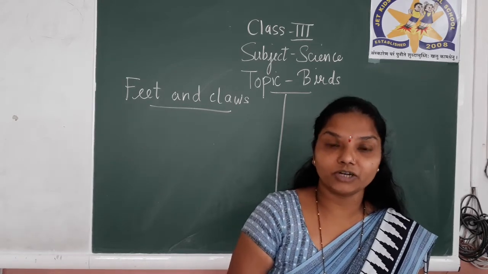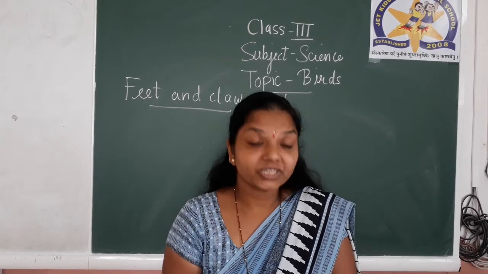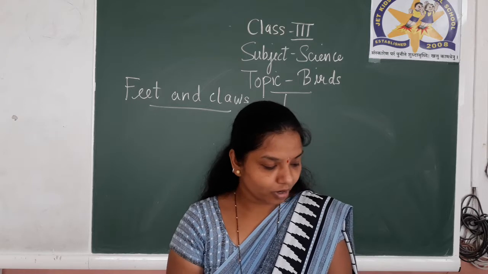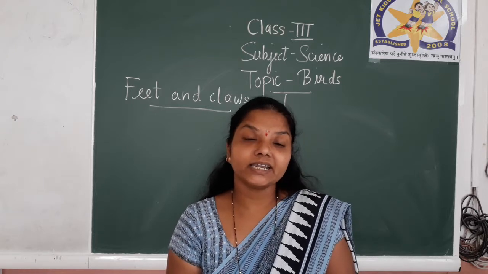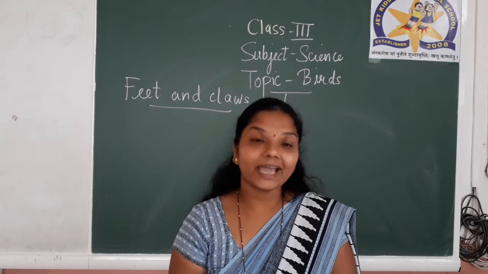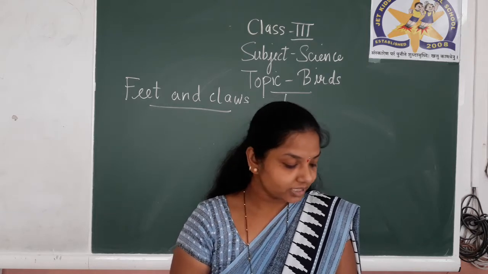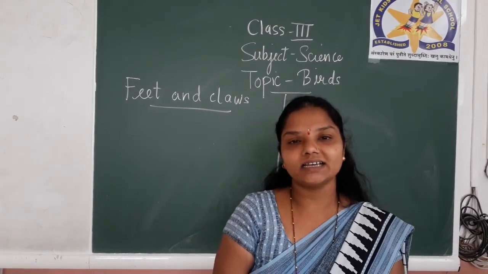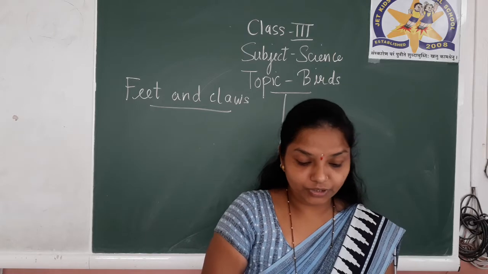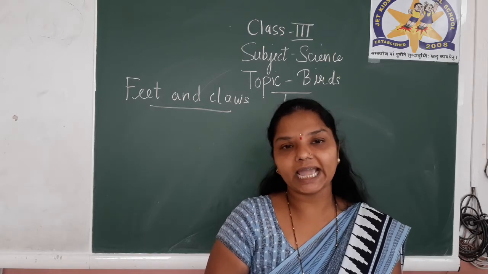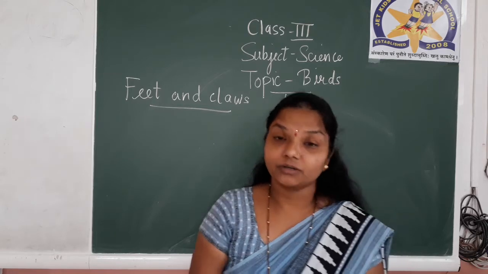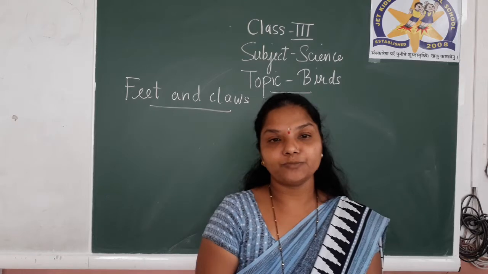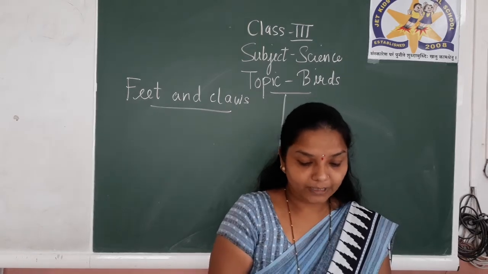Then next is the short and broad beak. The example of this type of bird is the swallow. Then the parrot is an example of a bird which has a hooked and curved beak. So students, these were the different types of beaks which we discussed in the last video. Today we are going to discuss the different types of feet and claws, and how different types of birds have different types of feet and claws.